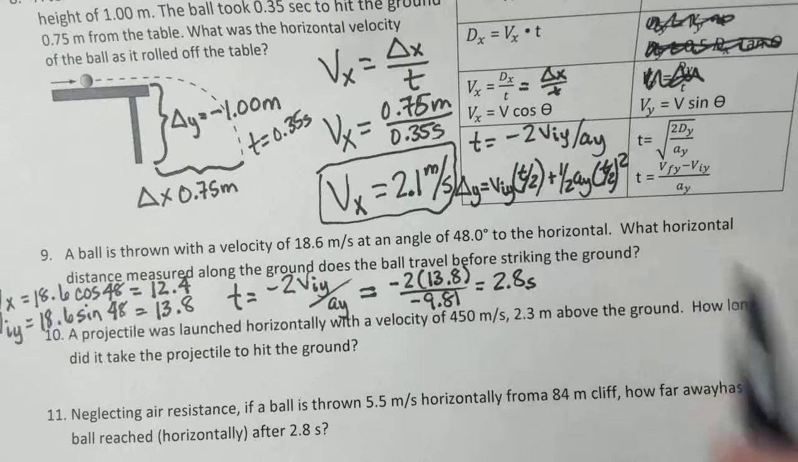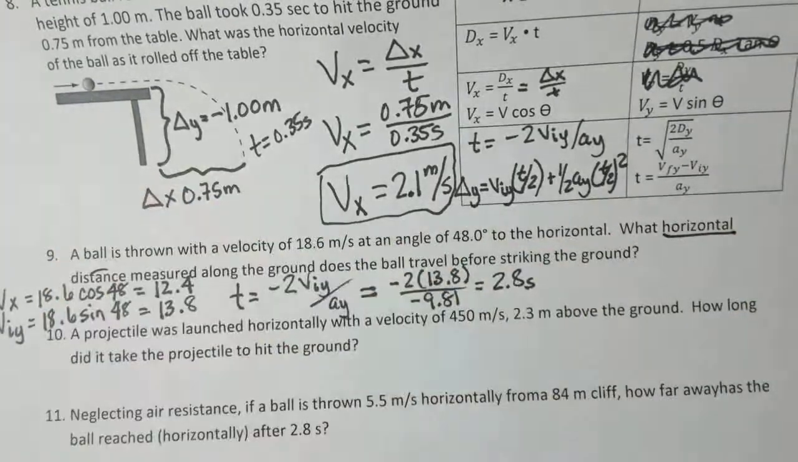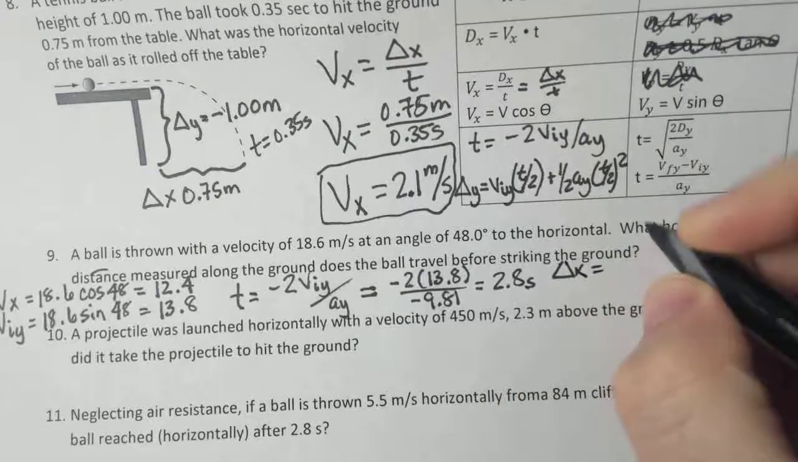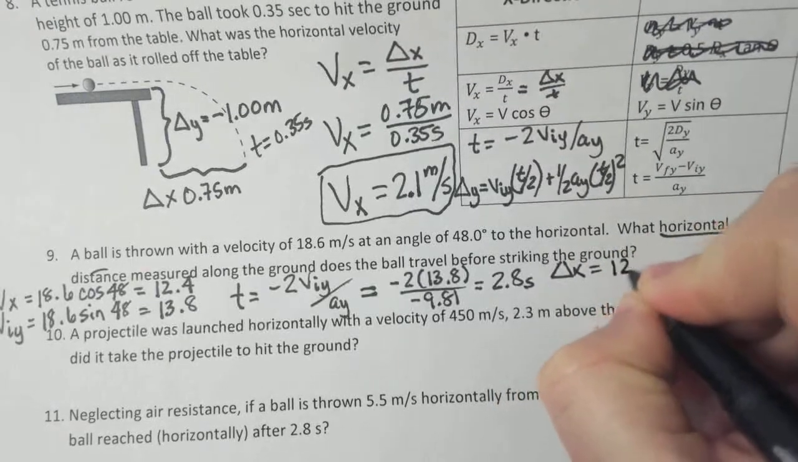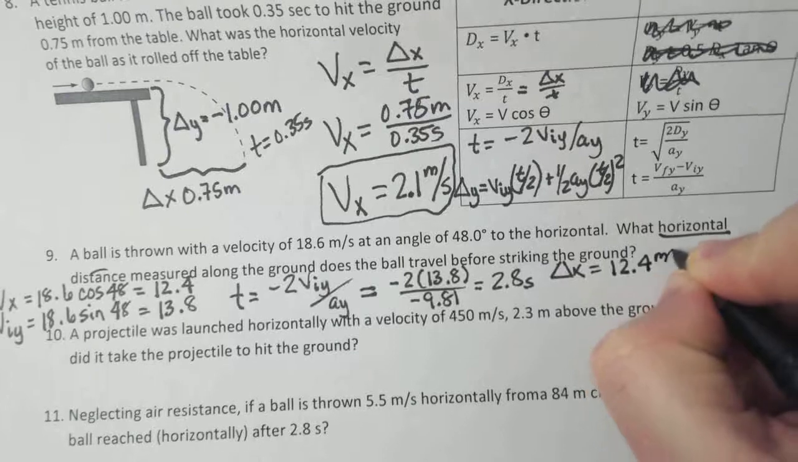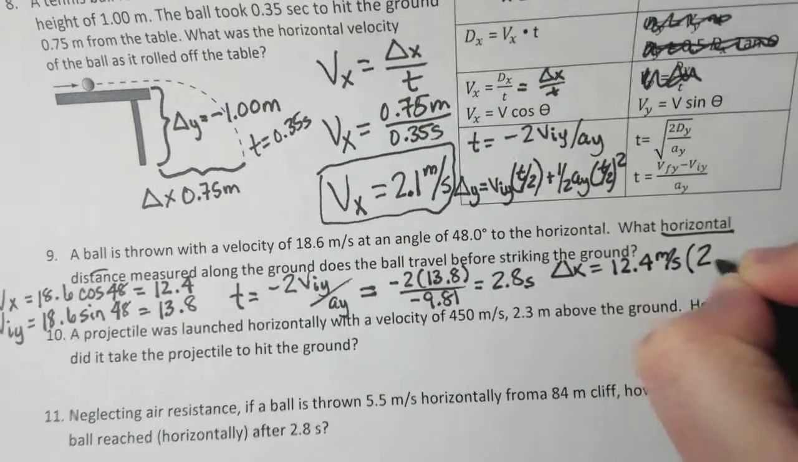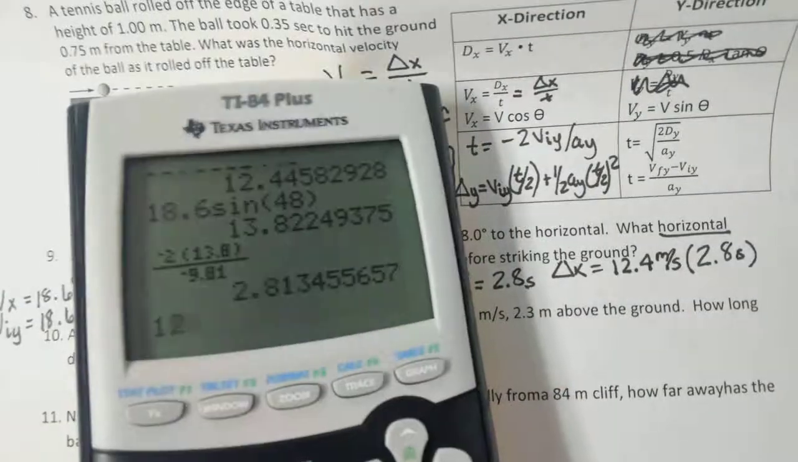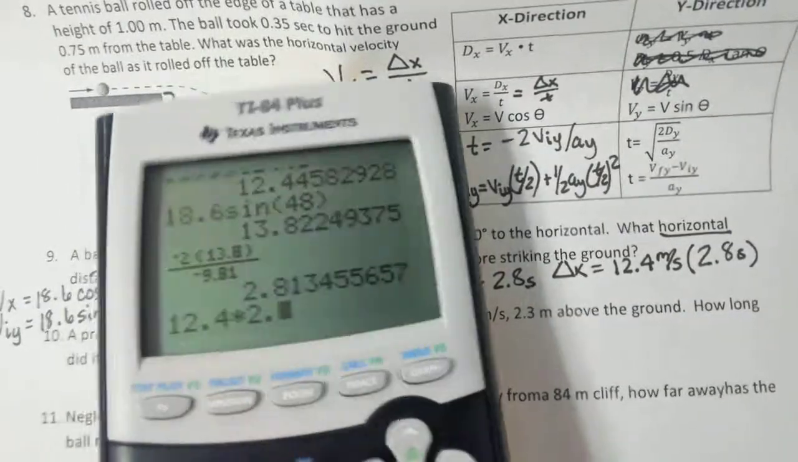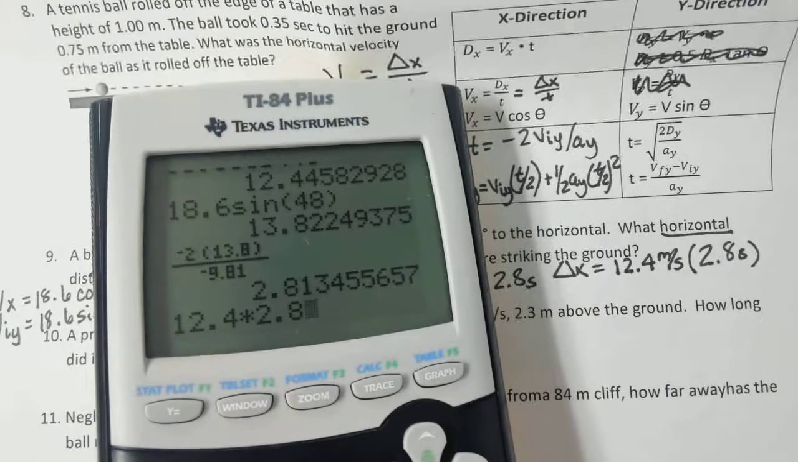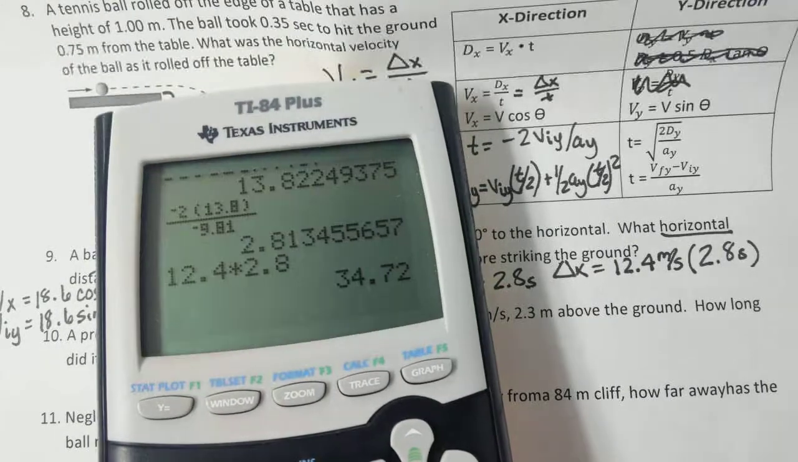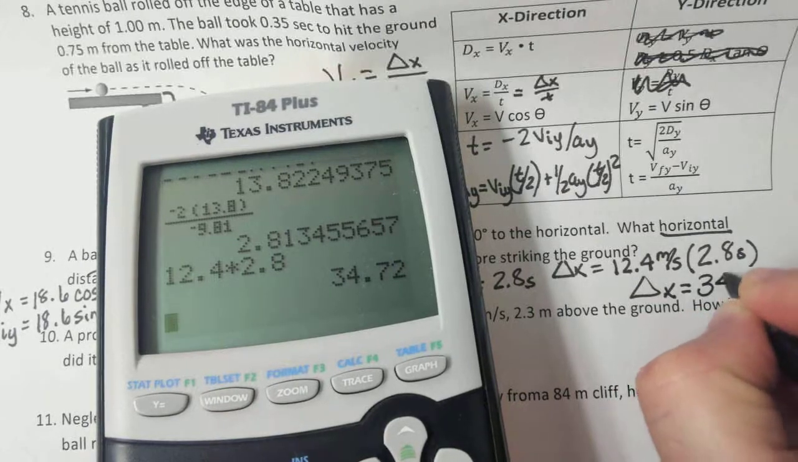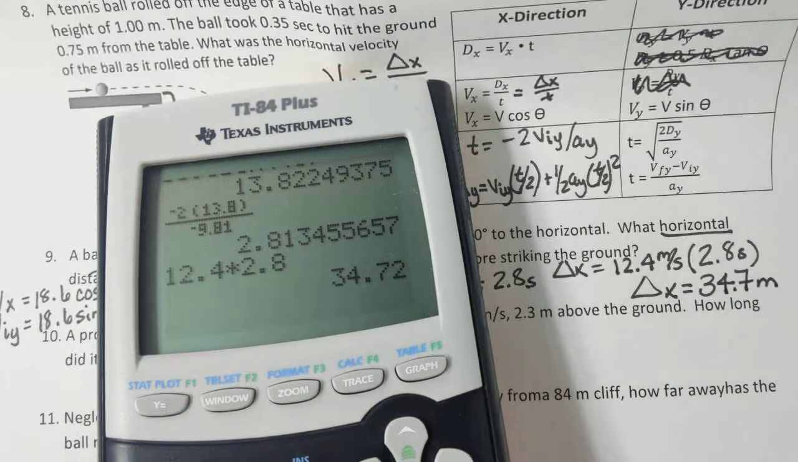And then what it wants to know is what horizontal distance does it travel, so that's going to be delta x. So delta x, which is the range, is going to be 12.4 meters per second times 2.8 seconds. And we'll say that delta x is 34.7 meters.